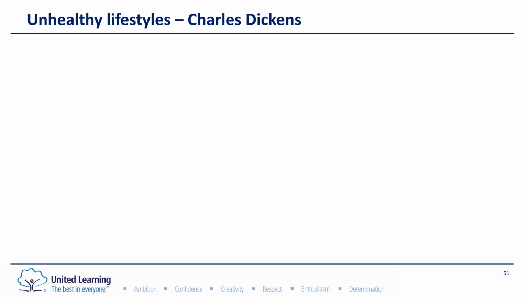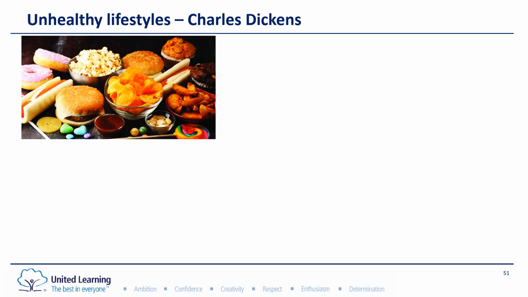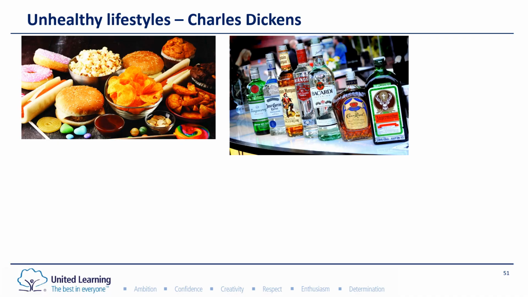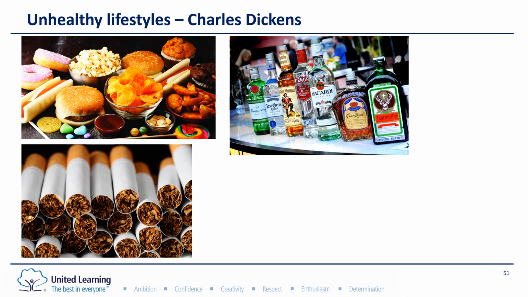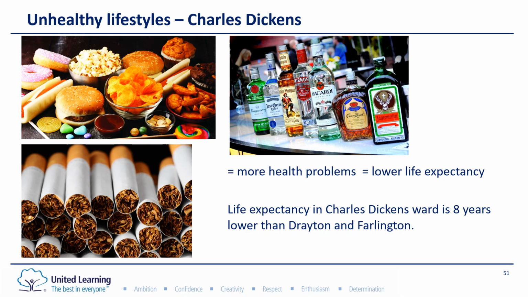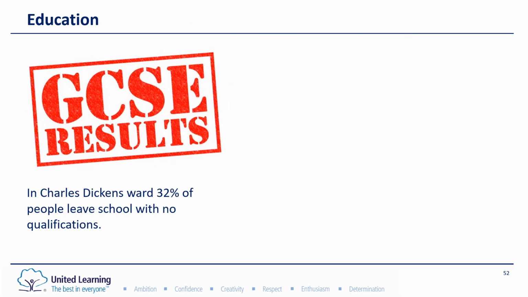And what this means is people might eat processed food because it's cheaper. Also, with higher deprivation, people on lower incomes, there's a higher risk of alcohol abuse or smoking. These are unhealthy habits. And what this means is there are more health problems associated with these unhealthy habits, which therefore leads to a lower life expectancy. And this has led to the life expectancy in the Charles Dickens ward being 8 years lower than that in Drayton and Farlington.